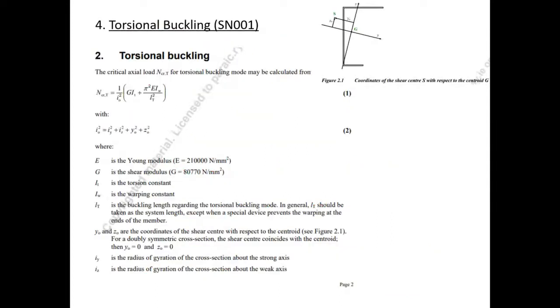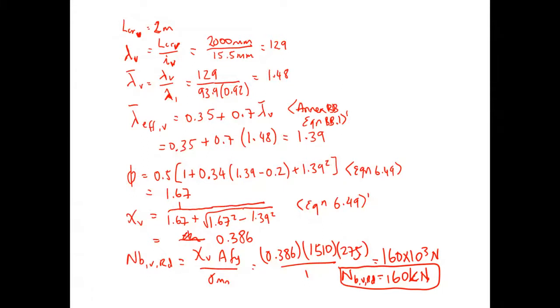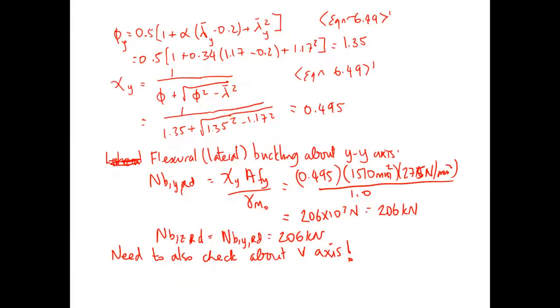Okay, so torsional buckling, so we're going to use SN001 for this. Okay, so SN001 that we're using for torsional buckling in there. Okay, so just go back a sec. So the buckling resistance about the minor axis or about the V axis, I said is less, so that's 160 compared to 206 about the YY and the ZZ axis.